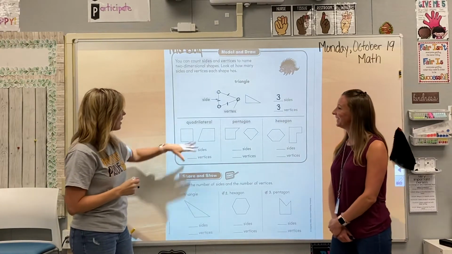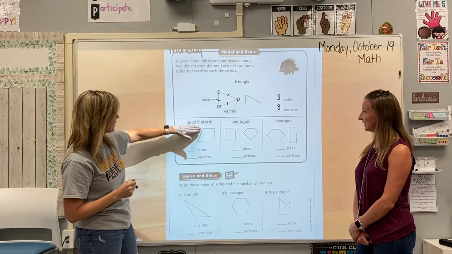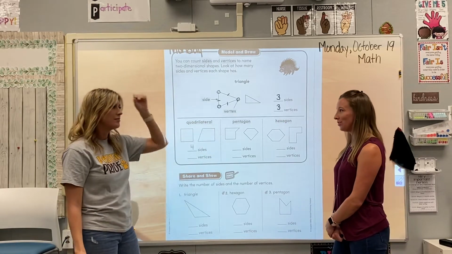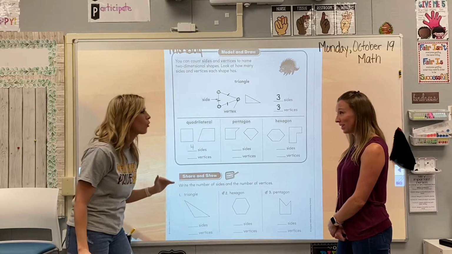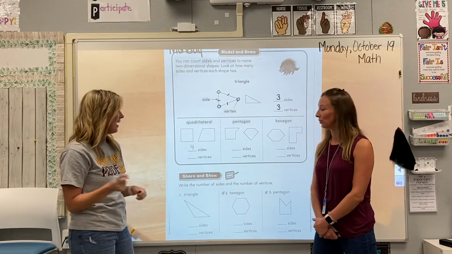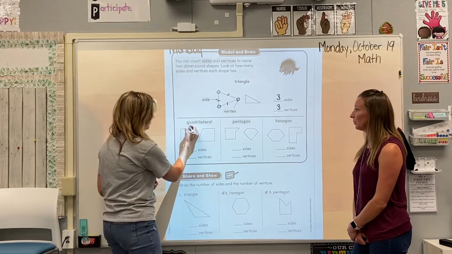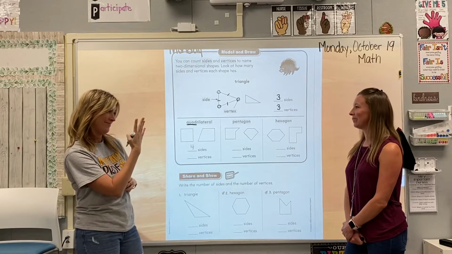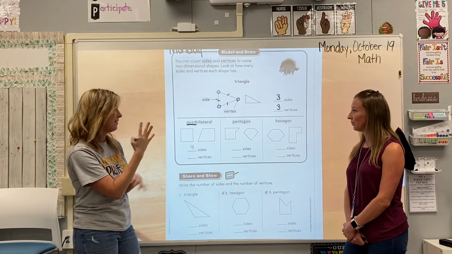All right. I see a new word here called quadrilateral. Can you say that? Quadrilateral. Yes. And I'm going to give you a hint because I think everybody should know this. Quad means 4. So that's a huge hint. Keep that in mind.